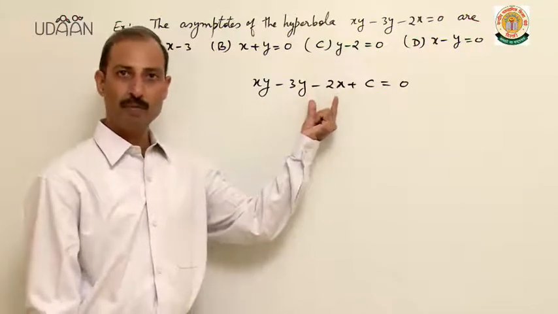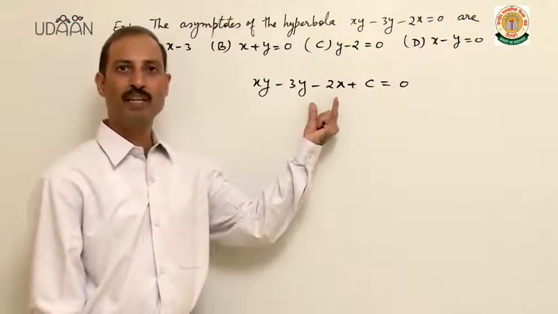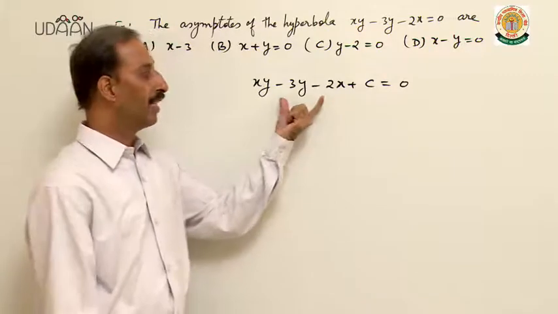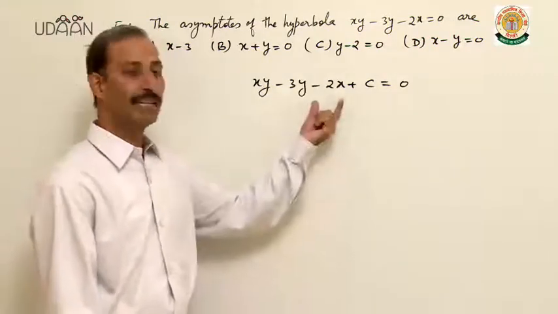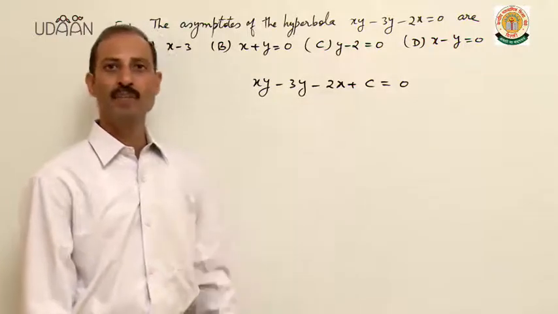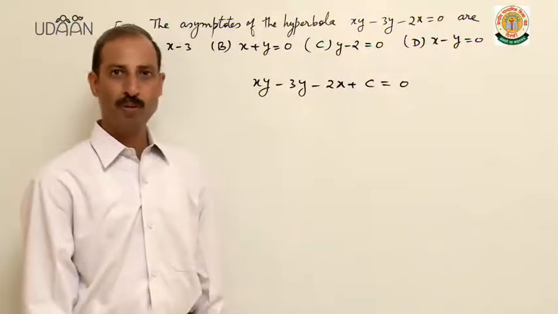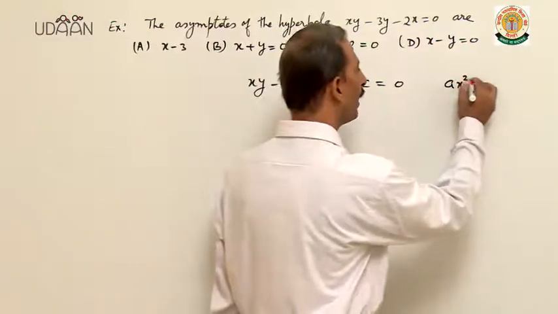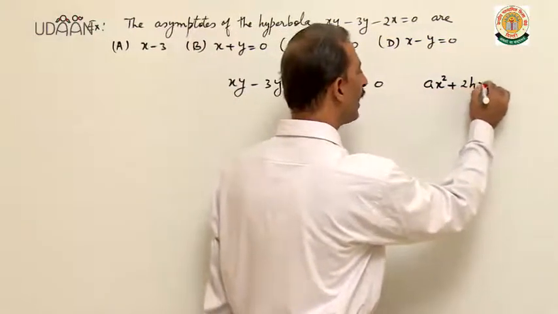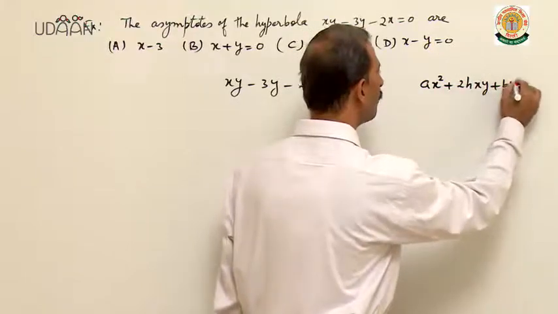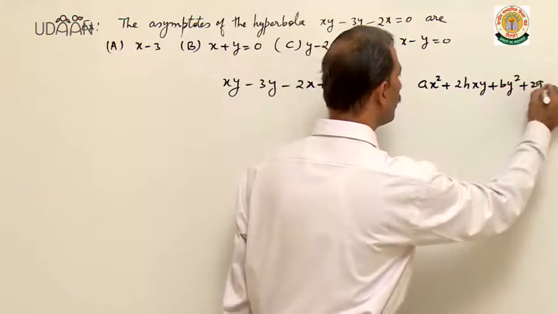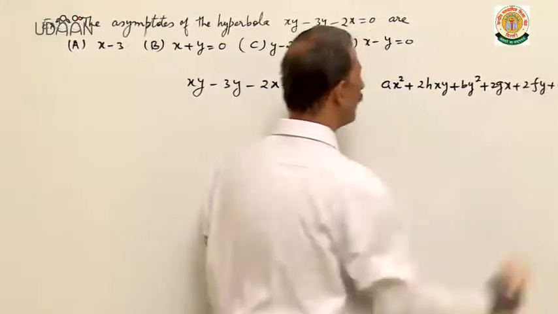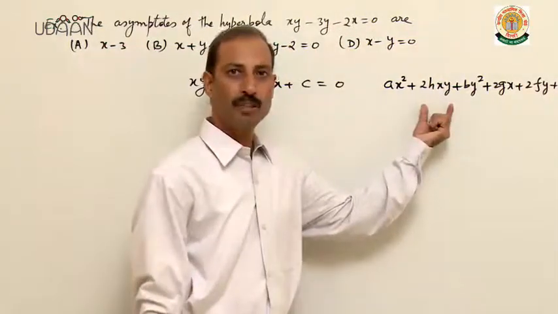If this is the equation of asymptotes, it means it will represent a pair of straight lines. What is the condition that any quadratic equation, any second degree equation, will represent a pair of straight lines? You know that. I am writing here again ax square plus 2hxy plus by square plus 2gx plus 2fy plus c equal to 0. That is known as the general equation of second degree.